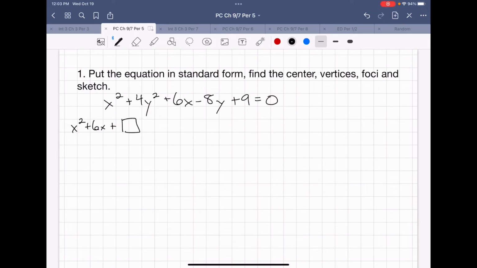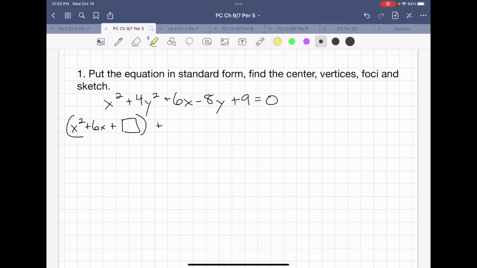Add a place saver. Group your y's. When I look at my y's, so first of all, x squared, y squared, plus coefficient of 1, coefficient of 4. That's what makes this an ellipse. Because it has a coefficient of 4, I am going to factor that out.